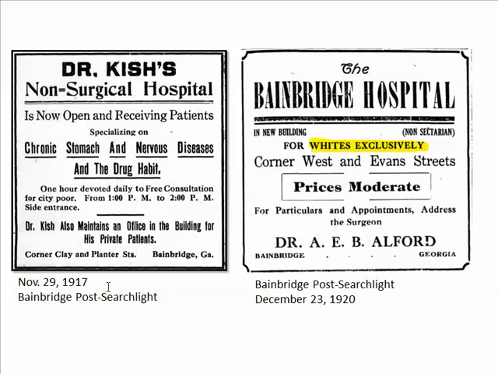And here's one in 1917 that didn't necessarily say for whites exclusively, it was probably obvious, but Dr. Kish's non-surgical hospital was open for even poor patients. I just put this in here to show you they were at least trying to help poor people. I don't know if that meant black, I doubt it. But 1 hour was devoted daily to free consultation for the city poor, from 1 p.m. to 2 p.m. at the side entrance, corner of Clay and Planter Streets in Bainbridge. But this one here shows that blacks were excluded from the Bainbridge Hospital in 1920.